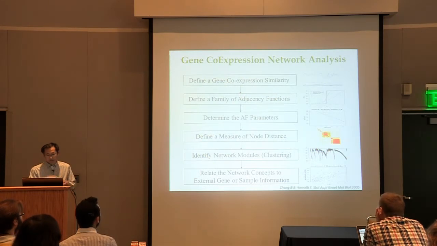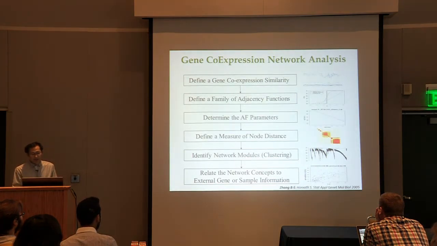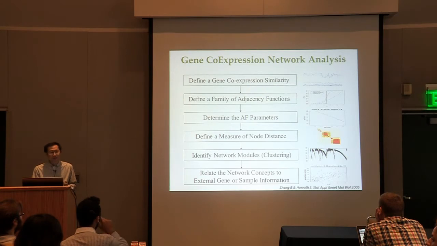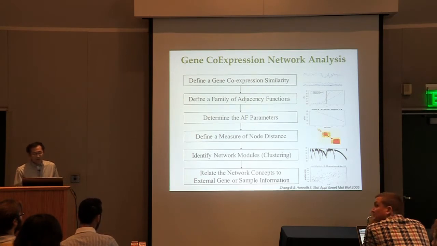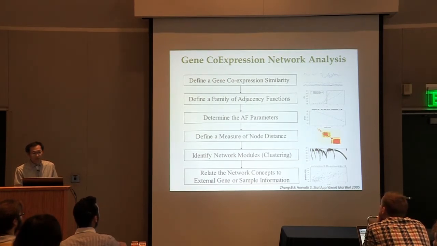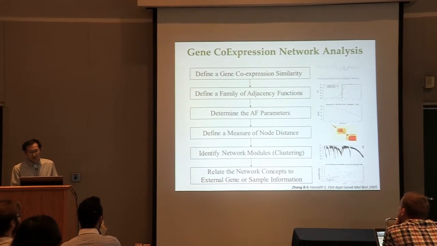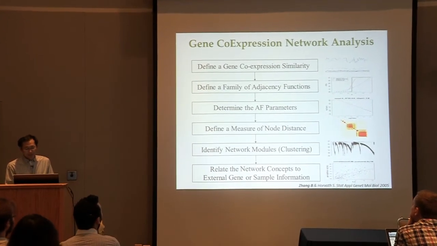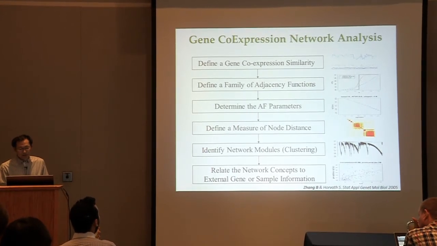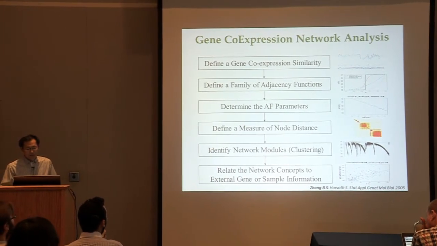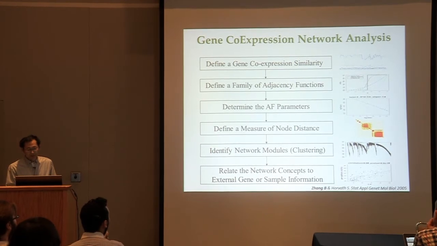This is just a brief review of WGCNA. You can define similarity between any two gene expression profiles, and then you go through 2 steps of transformation, so that you can suppress those noisy correlations and enhance the true signal. And then we use a dynamic cut-tree algorithm to define the clusters or modules.